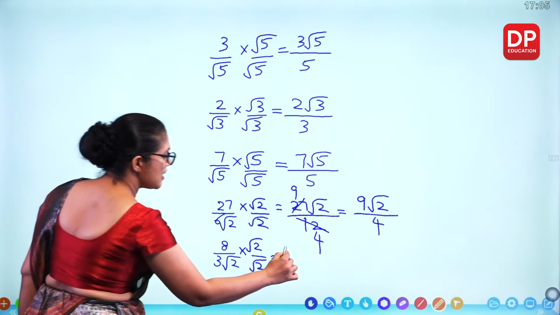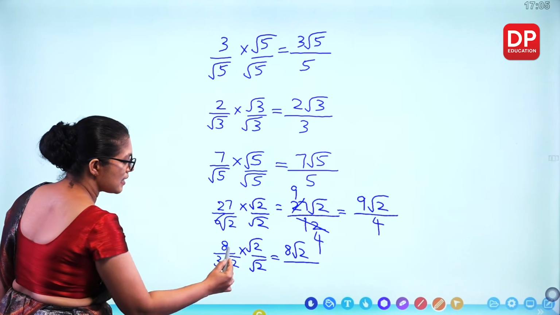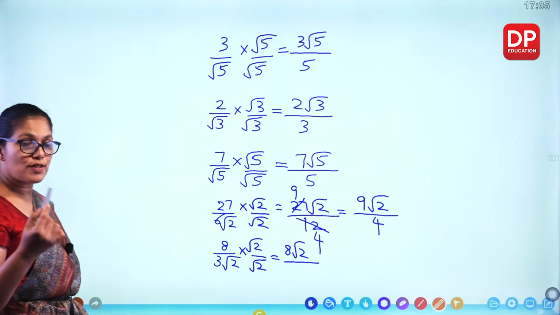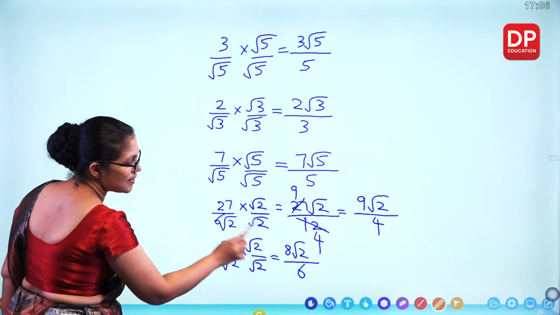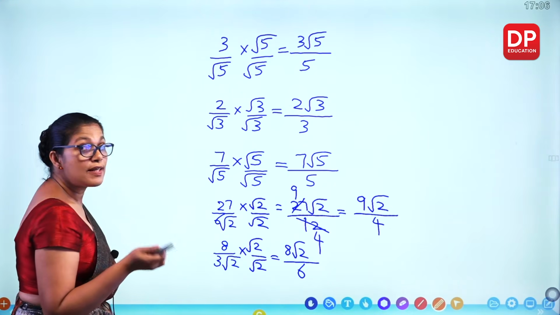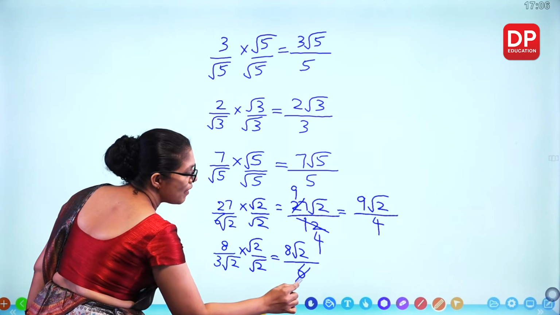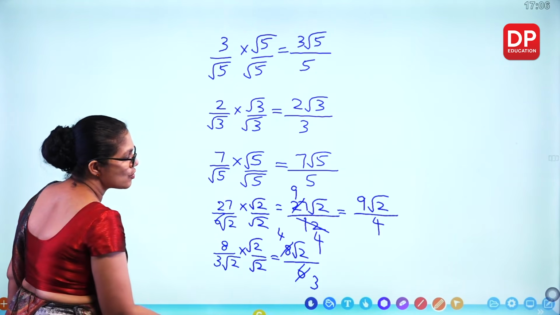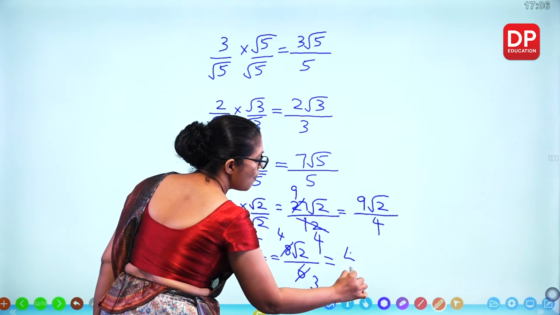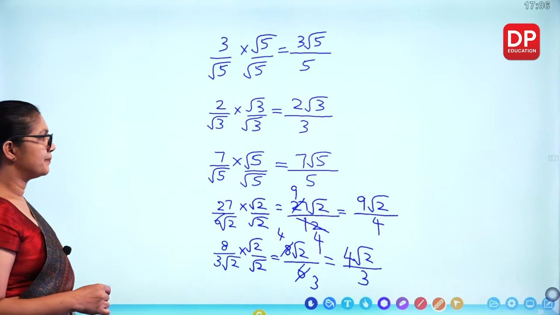So you get in the numerator 8 root 2. What about the denominator? Root 2 times root 2 is 2. 2 times 3, 6. Can we see that it's divisible by 2? So divide by 2, you get 3. Divide by 2, you get 4. So what's the final answer? 4 root 2 over 3.